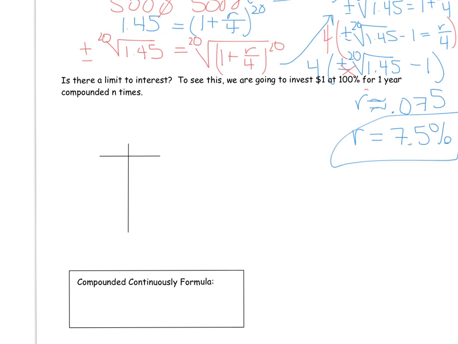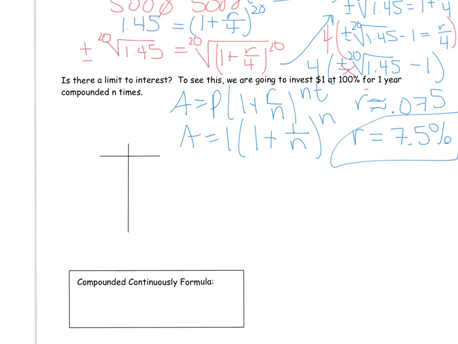To do this, we're going to invest $1 at 100% for 1 year, just to make things easy. Because when we do that, think about our formula. This turns into A equals 1 times 1 plus 1, since 100% is 1, over n, because we don't know how often we're compounding, so I'm going to do n. And then we're doing it for 1 year, so it's going to be to the n. So we're working with that formula really of 1 plus 1 over n to the n. So in my table here I have n, and then I've got that 1 plus 1 over n to the nth. And let's just go ahead and put in some values.